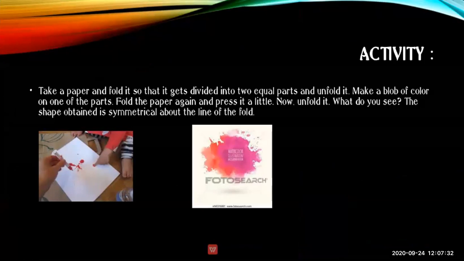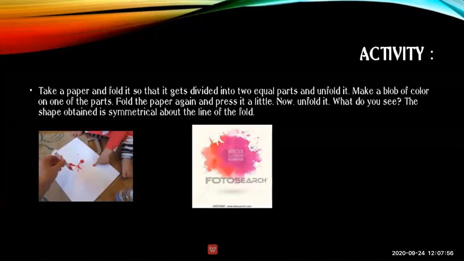Yesterday we did our first activity. We took a paper, folded it, divided it into two equal parts, then put some colors on that part, pressed a little, and then we got this type of reflection. I hope you also got this type of reflection in your paper.